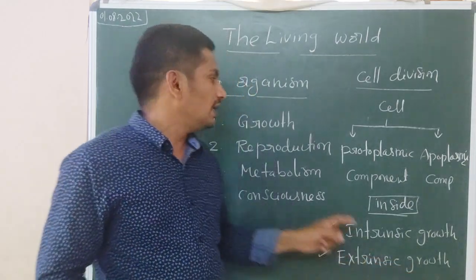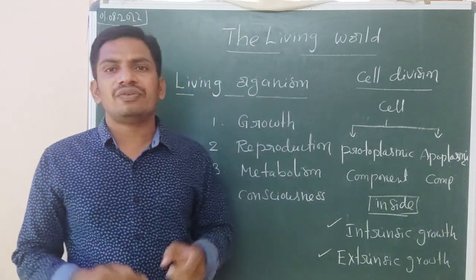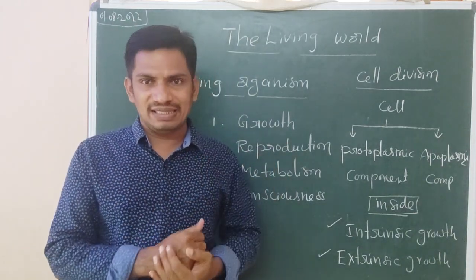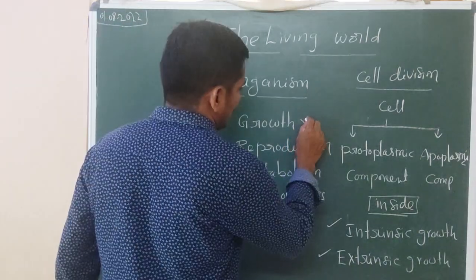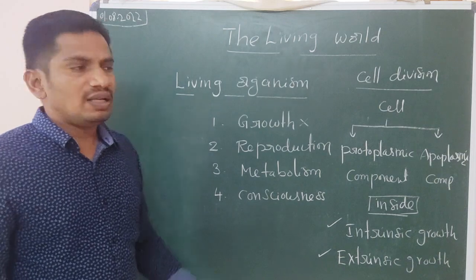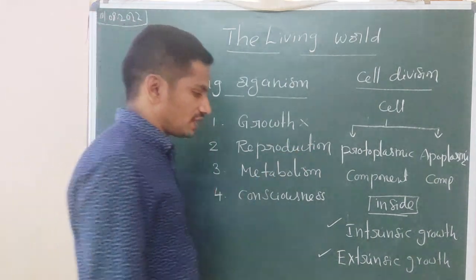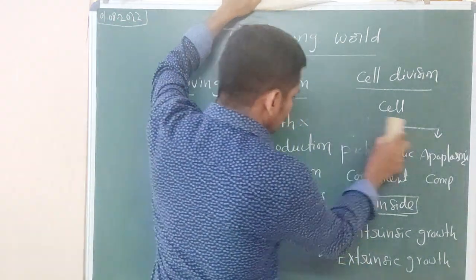That growth is known as extrinsic growth. That's the reason growth is not a fundamental property of living organisms. It has some exceptions, right? It fails to differentiate living organisms from non-living organisms. Next, the second one is reproduction.